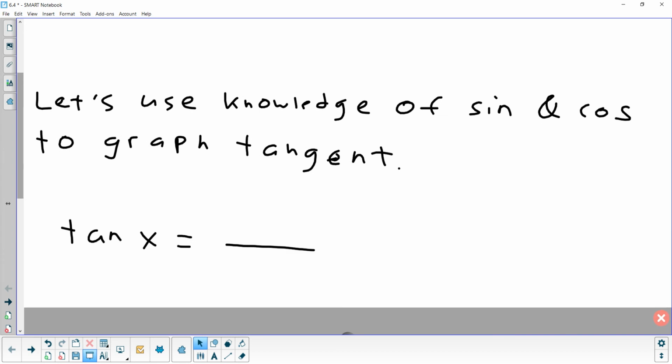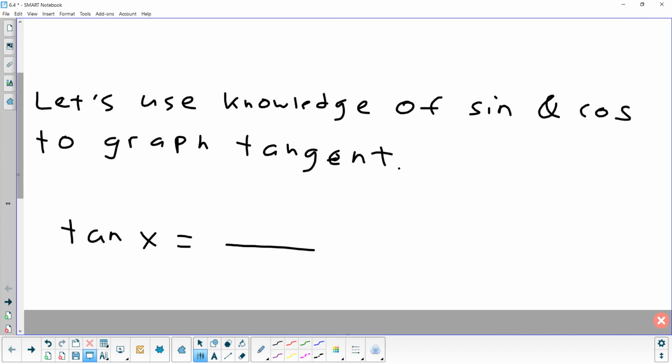So let's think a little bit about tangent. And this is going to help us to figure out what it looks like. Does anybody remember how you can write tangent as a fraction? It's a fraction of 2 trig functions divided by each other.